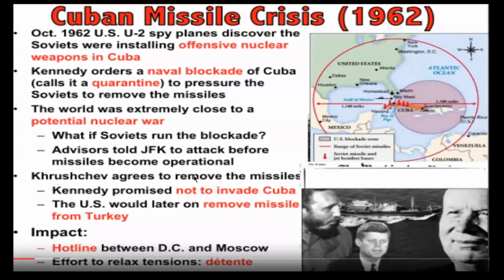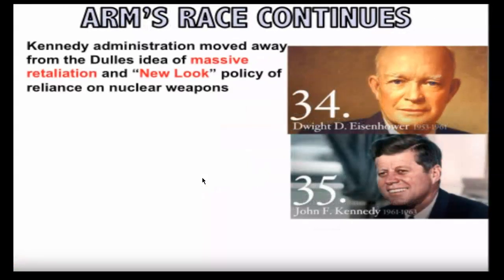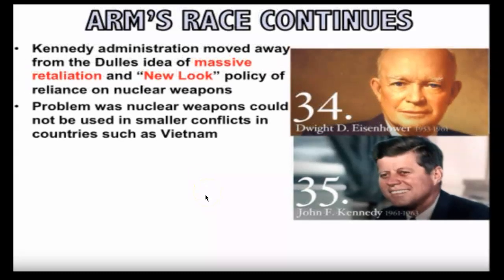What was the impact of this? This was the first time that an actual hotline communication between Washington and Moscow was put in place, and there was a much greater effort to relax the hostilities between the two superpowers. The arms race would continue. The Kennedy administration would move away from Eisenhower's New Look policy of massive retaliation and called more for a combination of both conventional weapons and nuclear weapons.